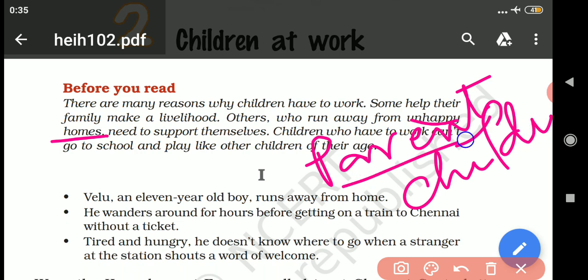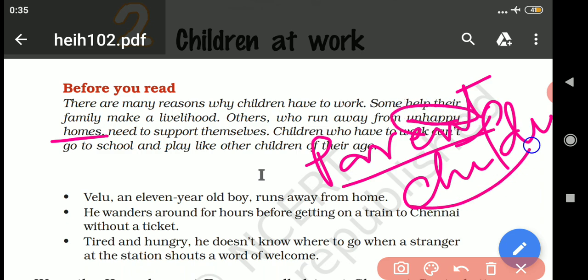ओके, पेरेंट्स कैसे? मान लो पापा शराब पीते हैं या तम्बाकू खाते हैं, गुटखा खाते हैं, और रोज़ आके माँ के साथ झगड़ा करते हैं, पिटाई करते हैं, बच्चों को मारते हैं, घर की सारी चीज़ों को लेकर वो बेच के खा जाते हैं. In that case the family or the home become unhappy homes.